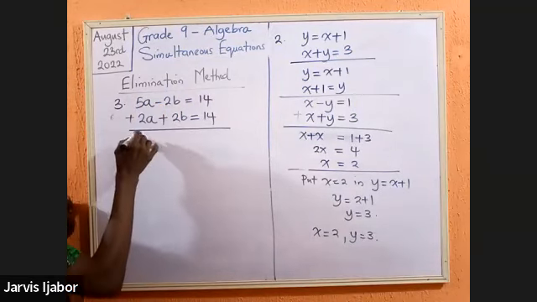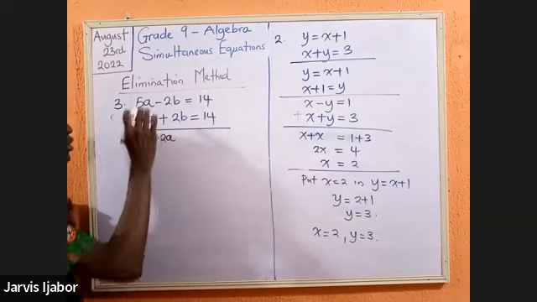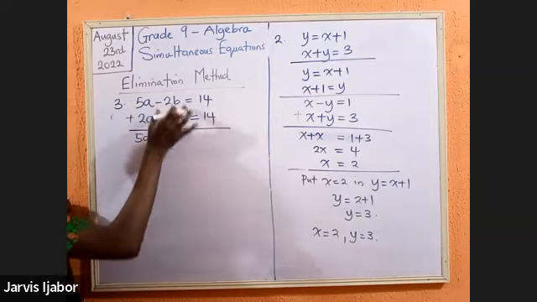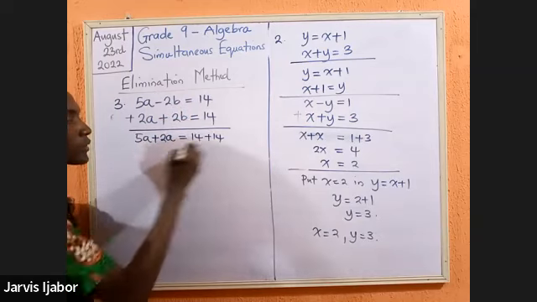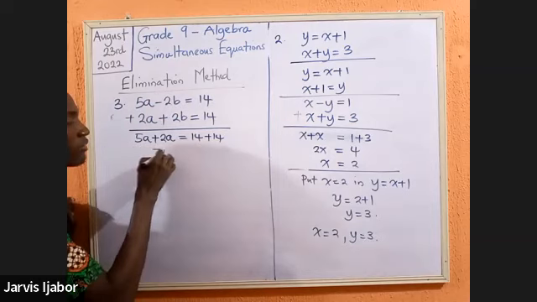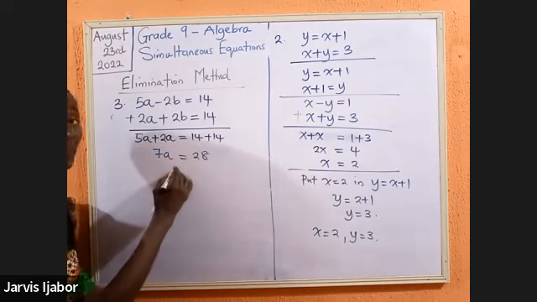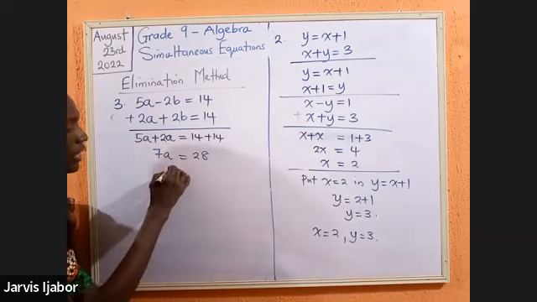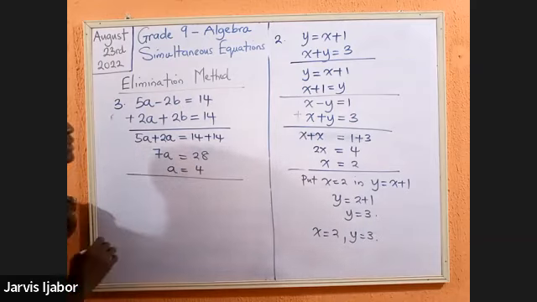This plus this will give me, I'm still writing it out, although in an exam you need not write this, but just to show you what's happening, I have eliminated this. And this will be what? 14 plus 14. This will now give me 7a equal to 28. And if I divide both sides by 7, a will be equal to 4. I will rule this off.